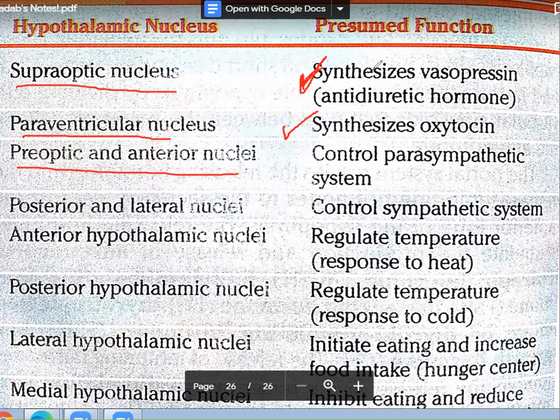Now supraoptic nucleus synthesizes vasopressin, that is ADH, antidiuretic hormone. Okay, and paraventricular nucleus is responsible for oxytocin. Okay, so this is how you can kind of remember it.